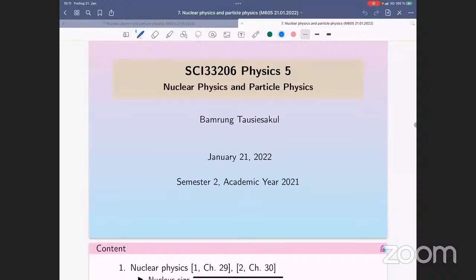Okay, M605 has already come alive, and now it's the section for good morning, everybody. Let me check whether the sound works: test 1, 2, 3. Okay. Now it's time for the M605 section. We will start our lecture in chapter 7 soon. Nuclear physics and particle physics, right?